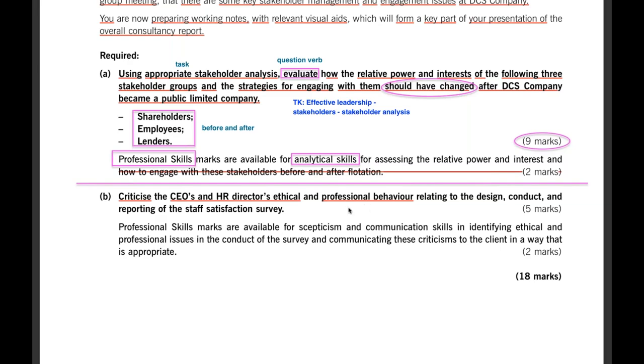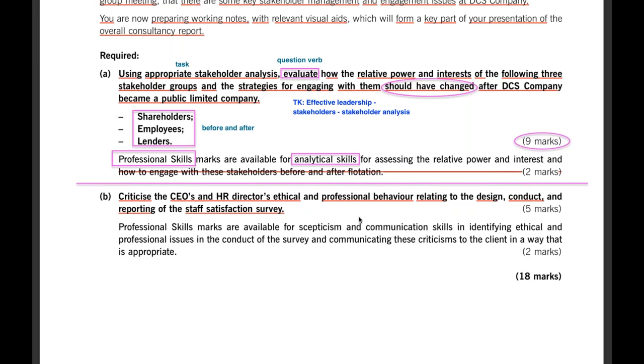So this one is under our ethics. You may want to refer to the Code of Ethics and Professional Behavior. This is important because you are only going to criticize their ethical and professional behavior on the areas that concern the design, conduct, and reporting of the staff satisfaction survey. So you may need to look into what happens inside the exhibits.